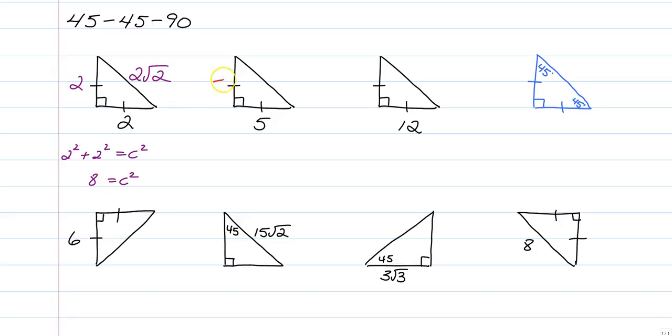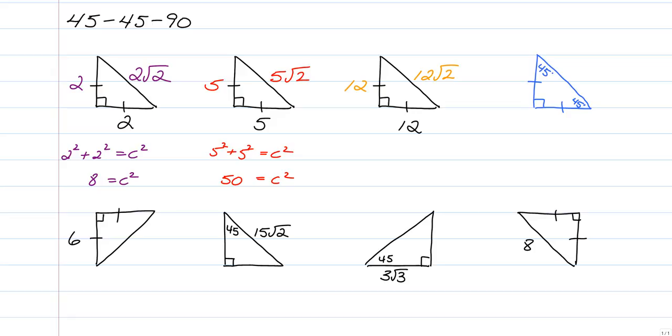And then you would go try it again with the next one, and you would have 5 squared plus 5 squared is equal to c squared. 25 plus 25 is 50 is equal to c squared. And when you square root 50, you are going to get 5 root 2. Now you should see a pattern developing here. And that is the 45, 45, 90 right triangle pattern. So without even doing the Pythagorean theorem, I'm going to guess that you would predict that this is 12 root 2. And you would be correct. So we have a pattern here.